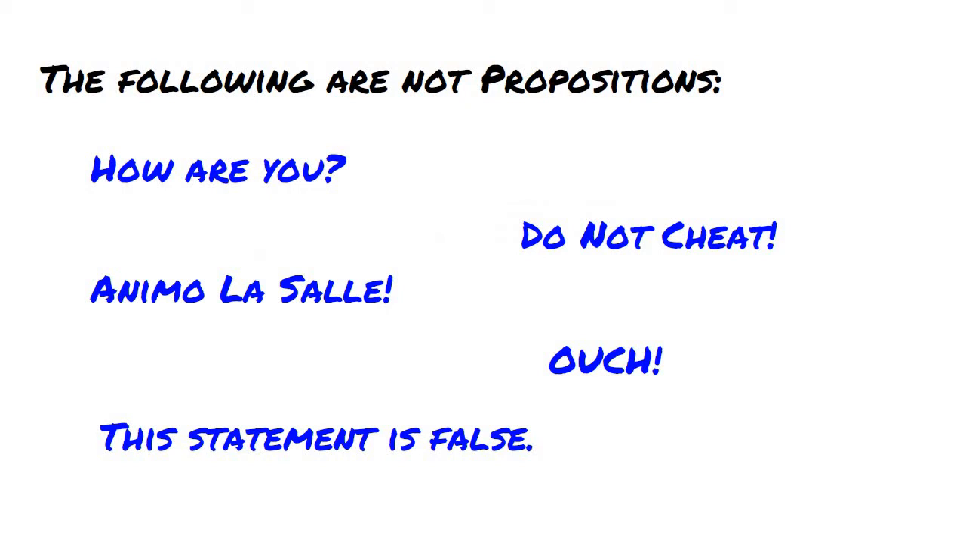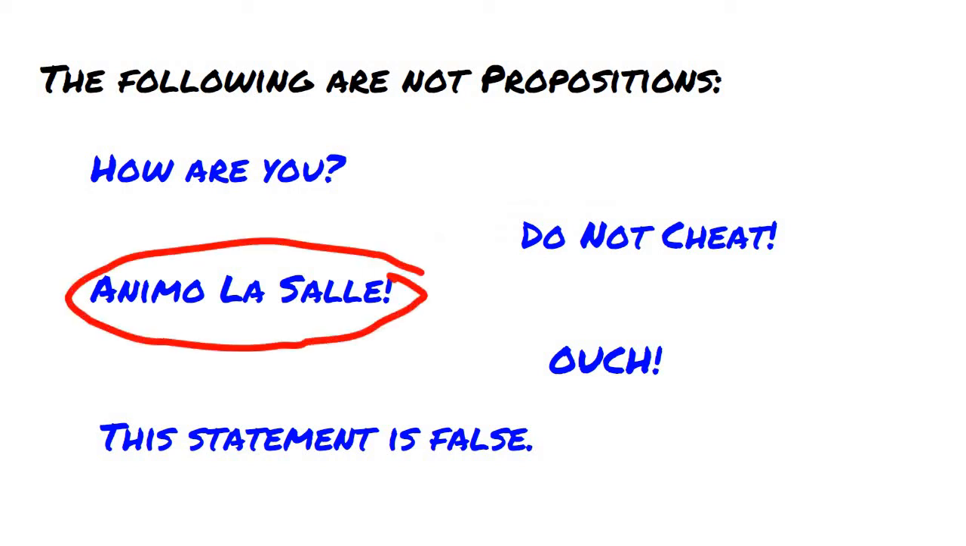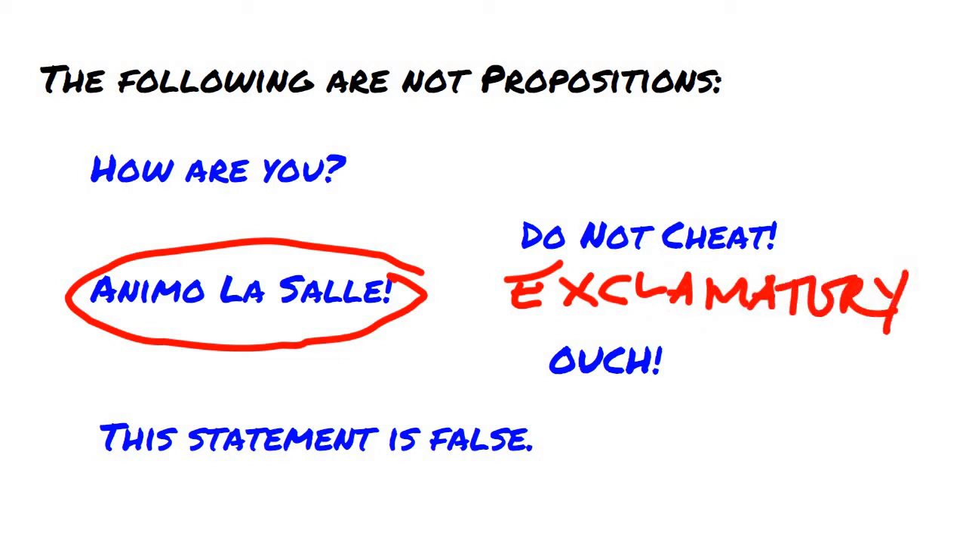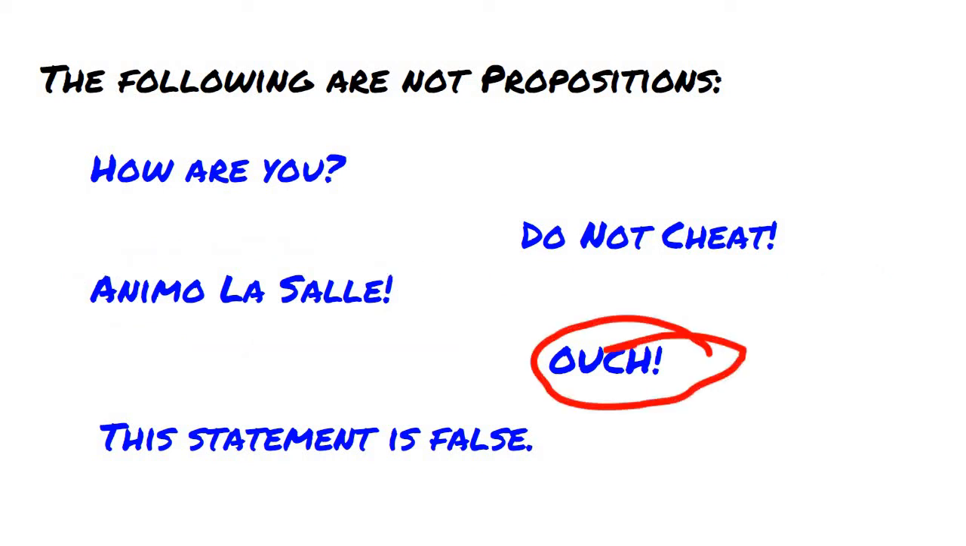Animal asal is not also a proposition because it is an exclamatory remark. Ouch is not also a proposition because it is an interjection.